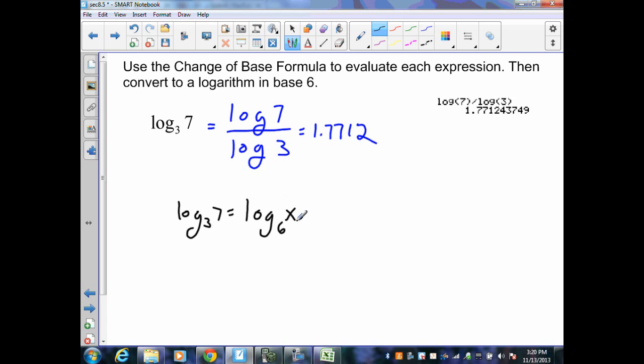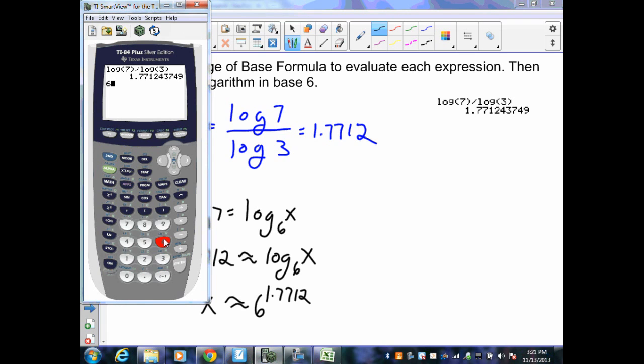Now we know how to solve these because we can change this value into 1.7712. That's its approximation. 1.7712 equals log base 6 of x. And again, we can solve this because we know how to change this into an exponential function. That gives me x approximately 6 to the 1.7712 power. Now I can just plug that into my calculator and get an approximation for my value for x, which will be in base 6.